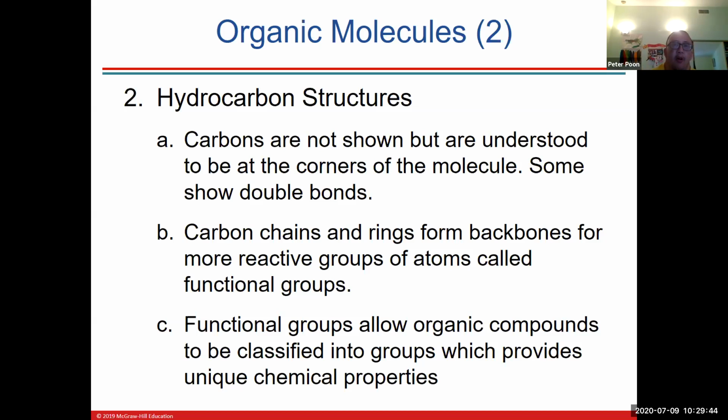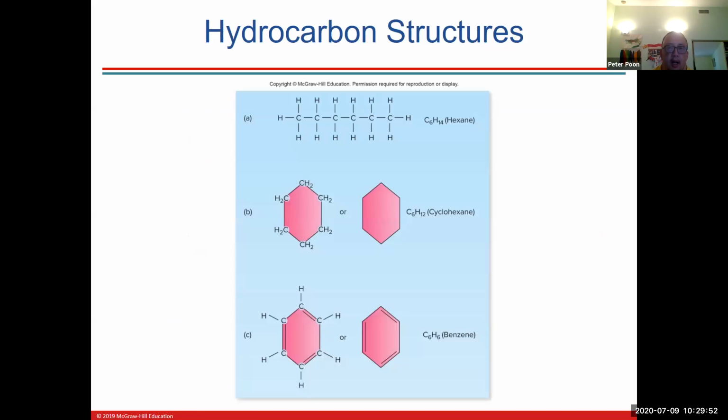Carbons are not shown, but understood to be corners of the molecule. Here you see that every corner is a carbon. They also don't show the hydrogens either. They show everything else. So you just imagine there are hydrogens all around. And double bonds are shown this way.